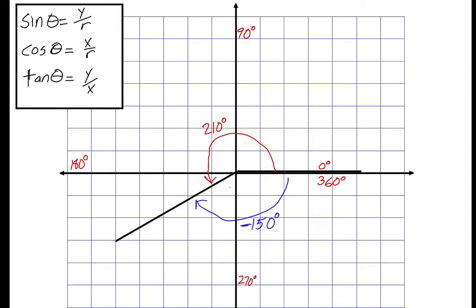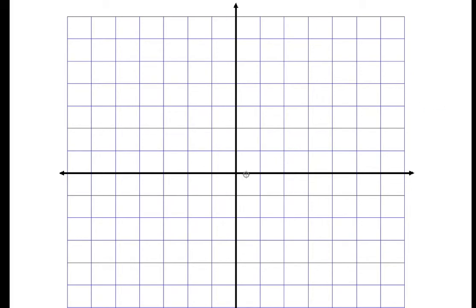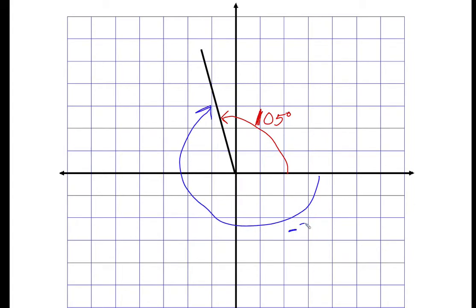Positive 210, negative 150, they end up in exactly the same place. If we did a line that comes off like this, in the counterclockwise direction this is a 105 degree angle. We could also call it a negative 255 degree angle. 105 plus 255 gives us 360, but because this one comes in a clockwise direction, we call it negative. That's just the rule that we follow. Clockwise is negative, counterclockwise is positive.